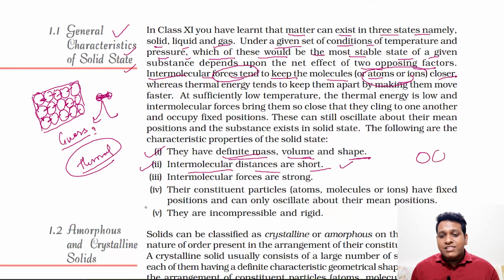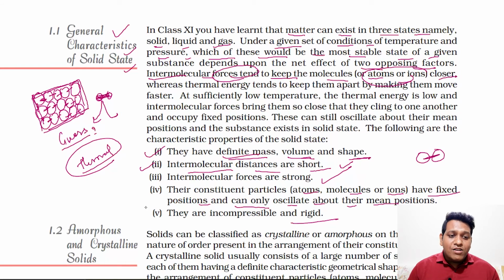Their intermolecular distances are short, hence they have a stronger force of attraction, and their constituent particles, atoms, molecules or ions, have fixed positions and can only oscillate about their mean position. Yes, this is a very important point, that these atoms are so closely packed that they cannot move anywhere, and if they cannot move anywhere, what will happen? They are packed, but they can oscillate about their mean position. So point number 4 is very important from your exam point of view. Even the third and second are also important. You should keep that in mind and note it.